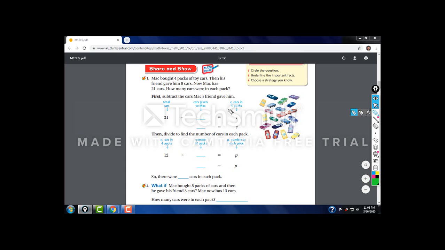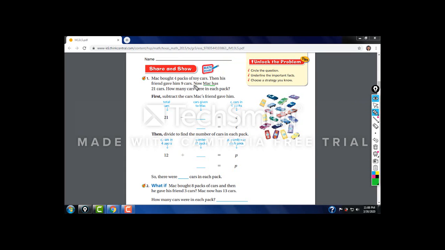So circle the question: how many cars were in each pack? Underline the important facts. Well, 4 packs of toy cars. Friend gave him 9. And now he has 21. And yours will look much neater than this because I'm using this mouse. So what's my total first? Well, I know he has 21. And again, we always start with our total. There's your 21.